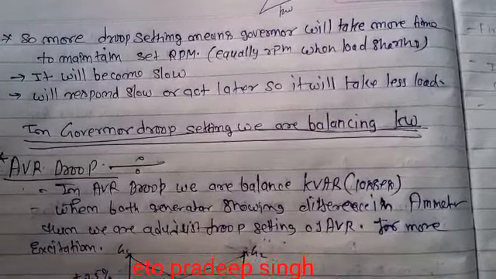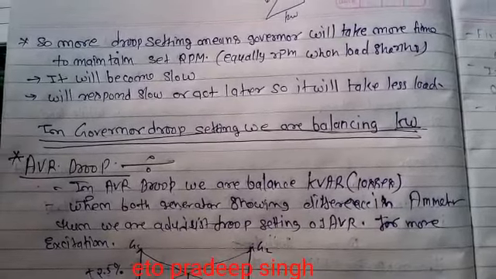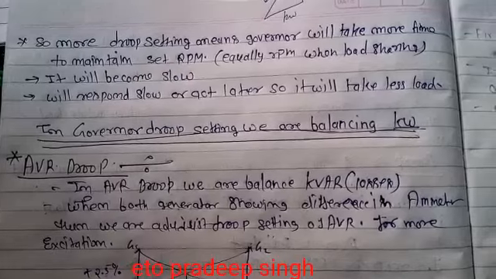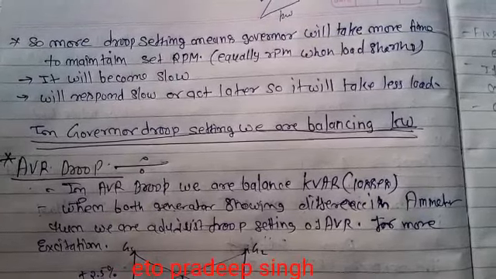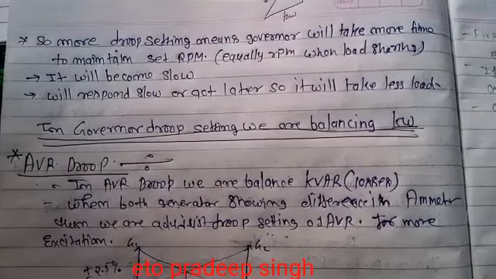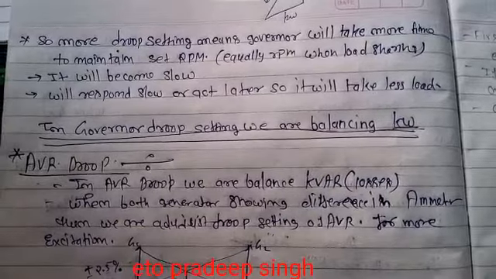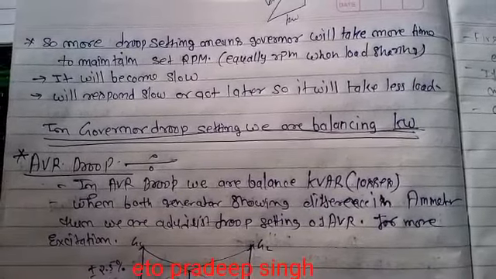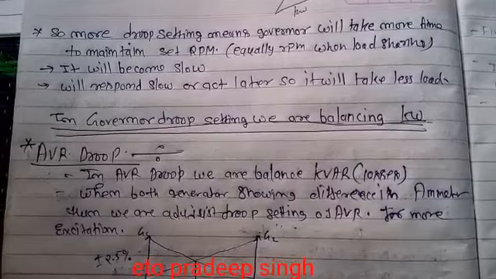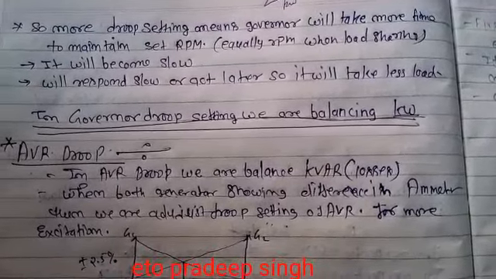From both characteristics we understand that more droop setting means the governor will take more time to maintain the set RPM, equal RPM, during load sharing. It will become slow, respond slowly or act later, so it will take less load. In governor droop setting we are balancing kilowatts. So it is a governor setting. It's not important for the ETOs.